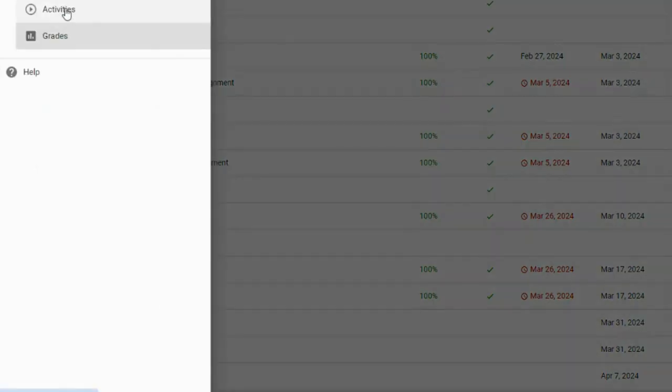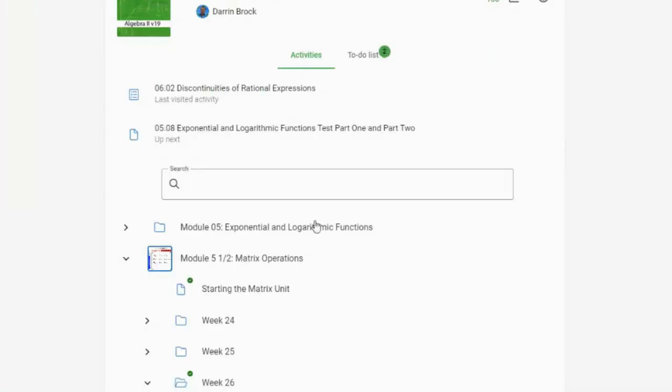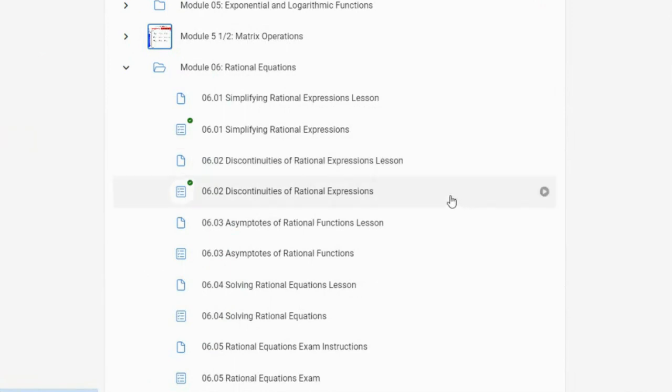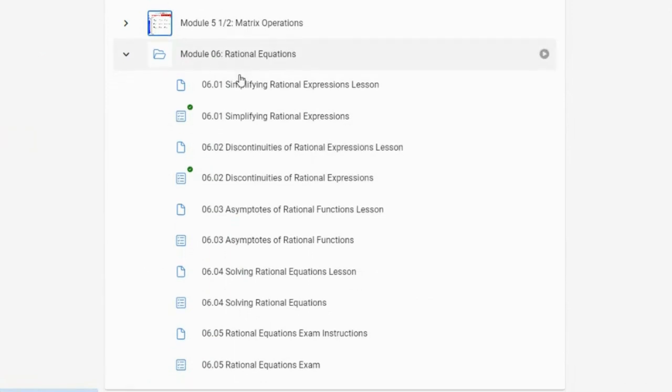So let's go over to our activity screen and see what it has. Matrix. I'm going to close the whole folder on matrices. We're done with that. So we should just have the module 6 folder open, and we're on 6.03 this week.